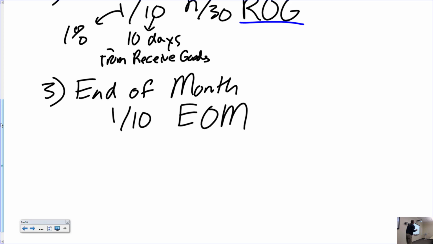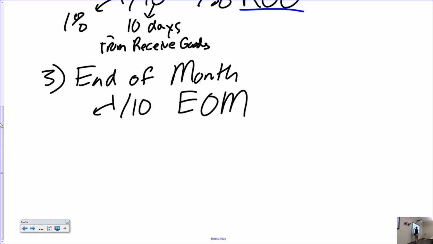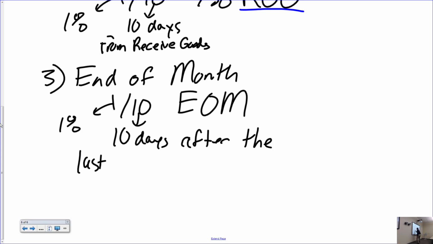Normally, folks, when you're dealing with end-of-month, the discount is going to be 10 days from the end of the billing month, and then the actual bill is going to be due at the end of the month that you are actually paying this bill for 1% discount. Okay, so normally they're due basically right away. Right? The idea is that you are going to get a 1% discount if you pay 10 days after the last day of the invoice month. Of the invoice month.